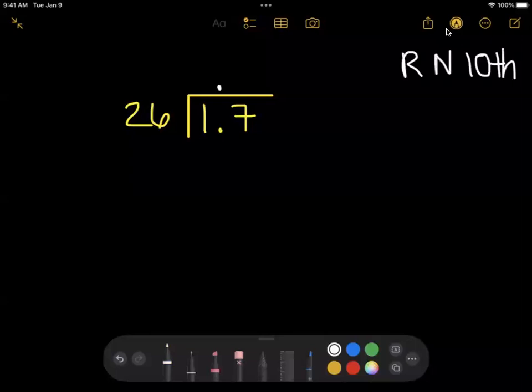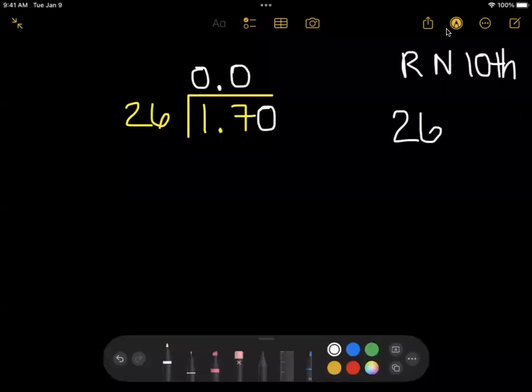First of all, 26 does not fit into 1. So I'm going to put a 0 there. 26 does not fit into 17 either. So I'm going to put a 0 there. In order to keep going, I'm going to have to add a 0. Now I need to figure out how many times 26 goes into 170.